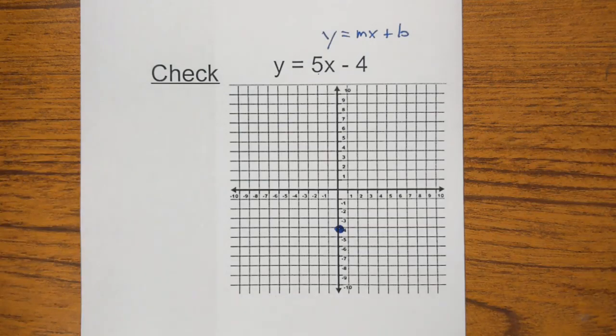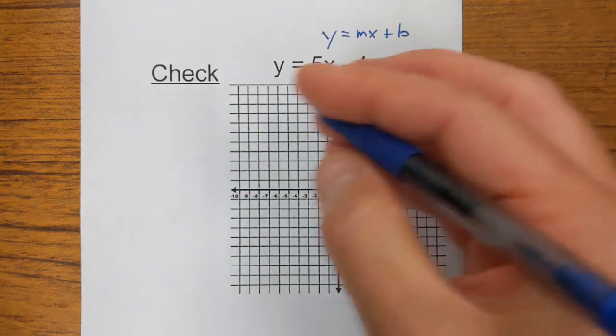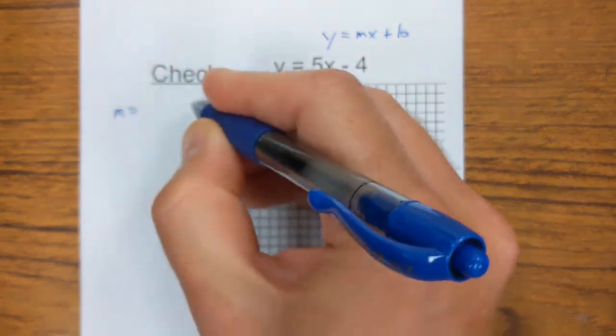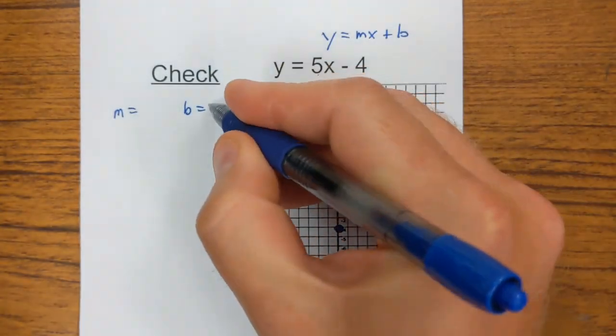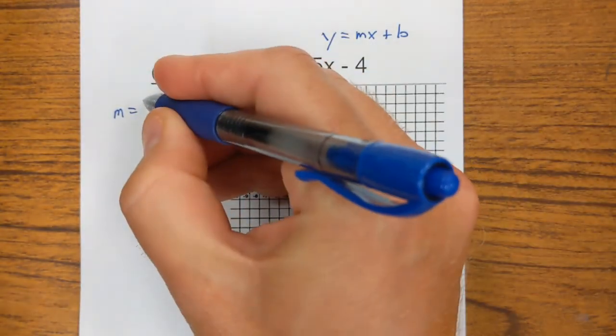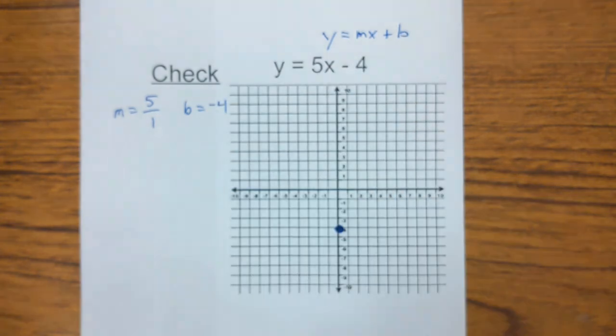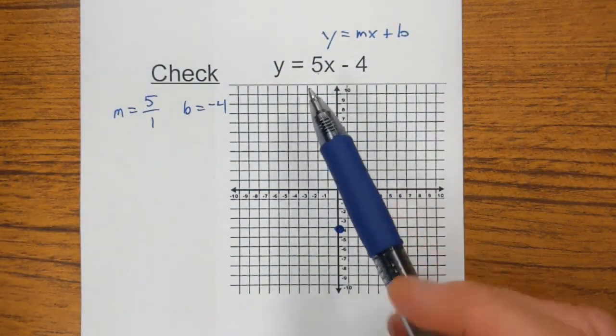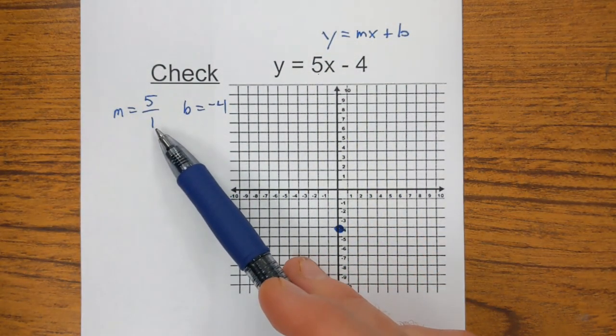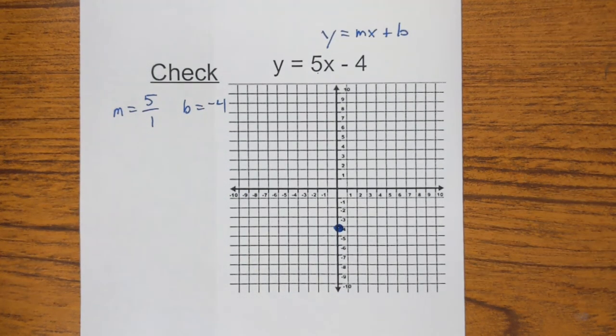Now I'm going to have you finish this one on your own. Just letting you know, a lot of times we'll write our slope, even if our slope is a whole number, as a fraction over 1. So this slope of 5, a lot of times when we're graphing this way, we'll write it as 5 over 1. Go ahead and press pause, try this on your own. When you hit unpause, I'll give you the answer.